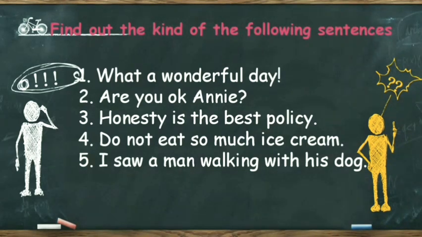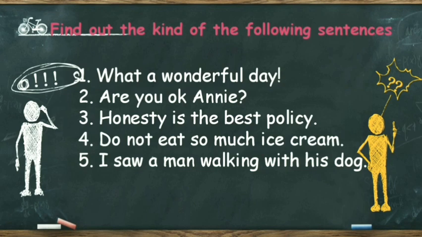So let me tell you the answer now. What a wonderful day. It's an exclamatory sentence because you have an exclamation mark at the end, right? Are you okay, Annie? This is an example of an interrogative sentence. Next, honesty is the best policy. This is an example of a declarative sentence because it gives us information, right? Next one, do not eat so much ice cream. This is an imperative sentence because we can take this as advice or order. So it is called an imperative sentence.